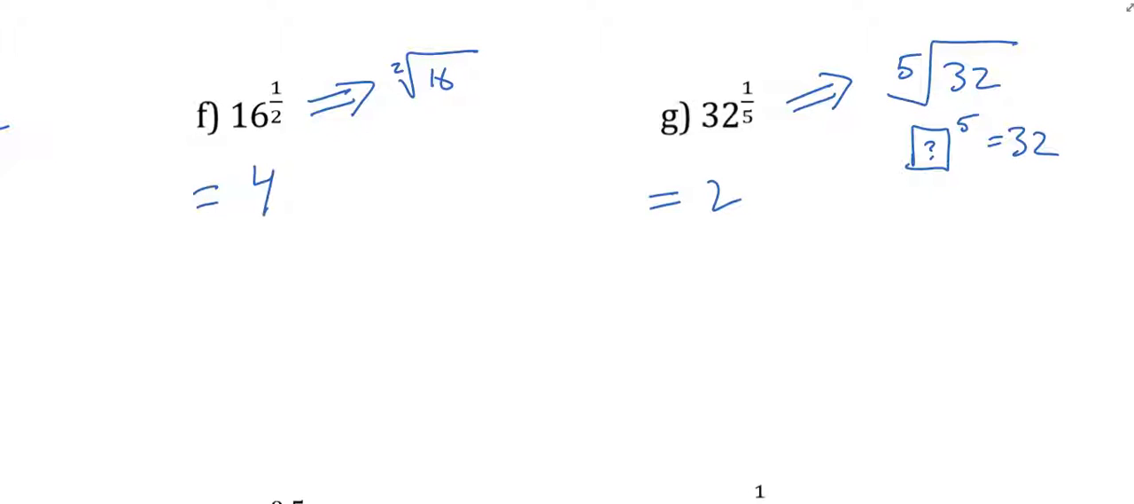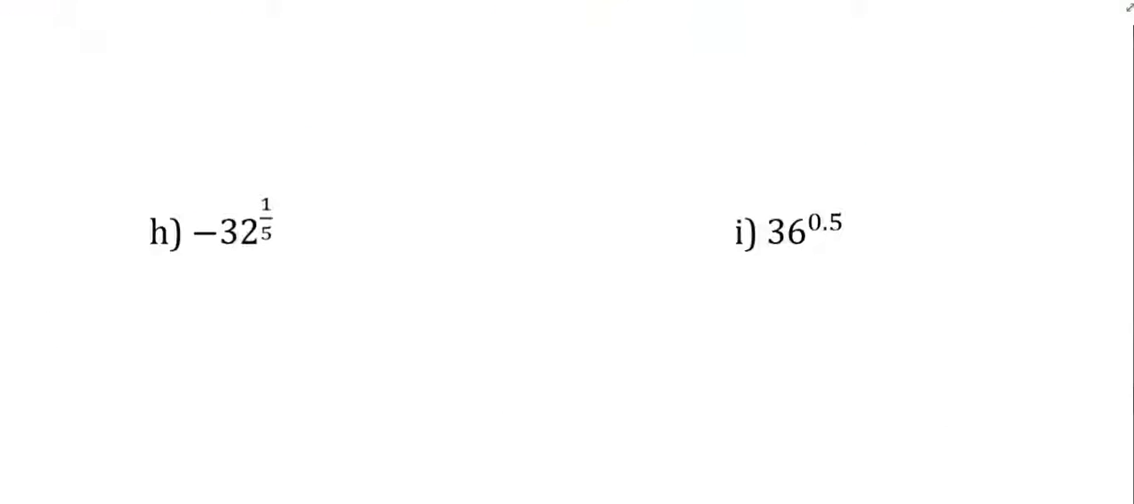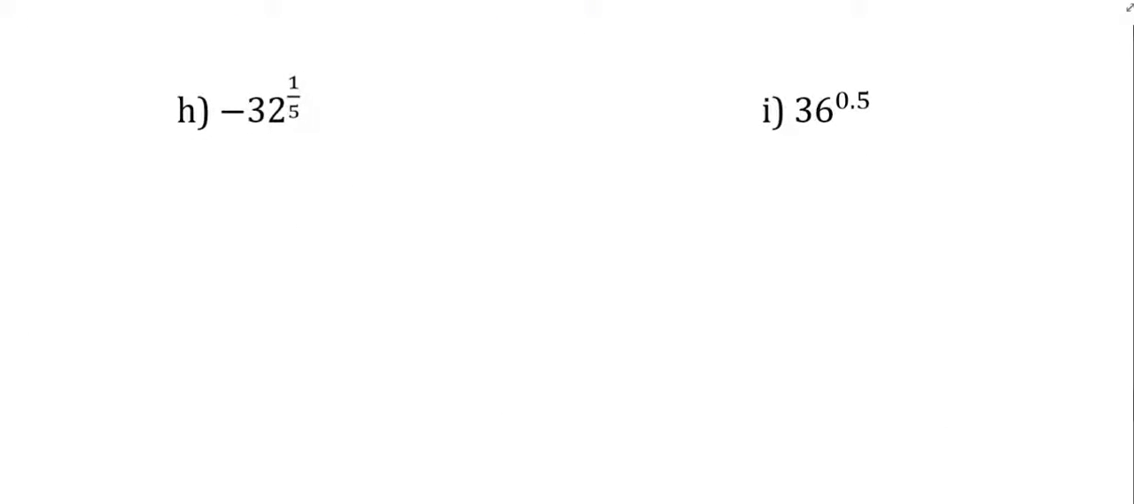Negative 32 to the 1/5. So this is not a negative exponent, so it's not flipping it. This is where people start to get themselves confused because there's all these different rules happening at the same time, right? This is just like negative 32 to the 1/5, and we just did 32 to the 1/5. So it's like negative 2. You don't need the brackets, and you don't need to show steps, but just reminding us that that's what it is.